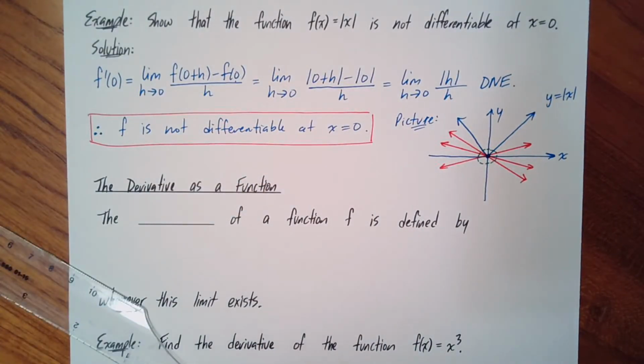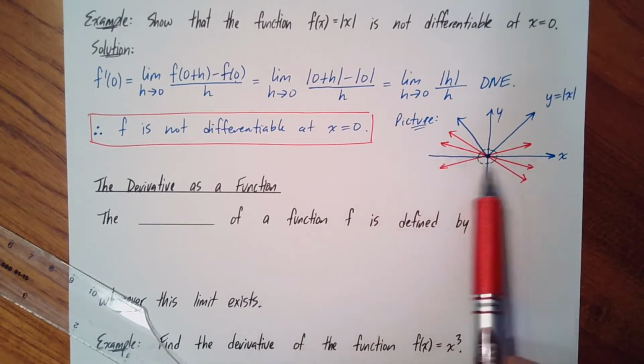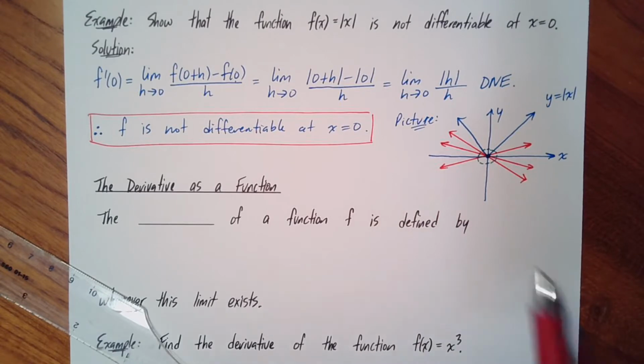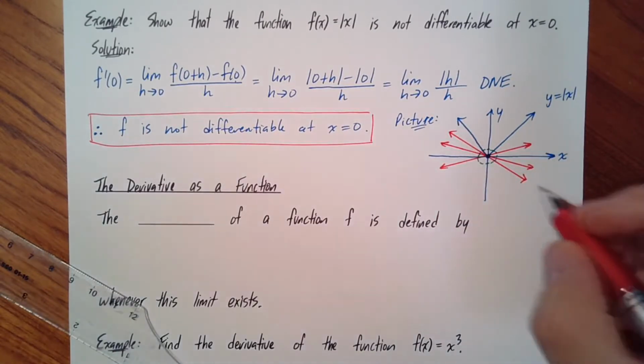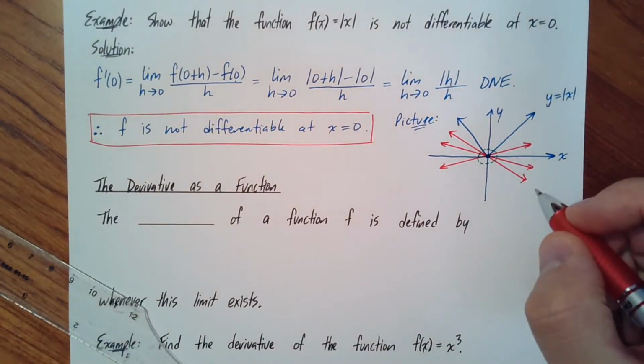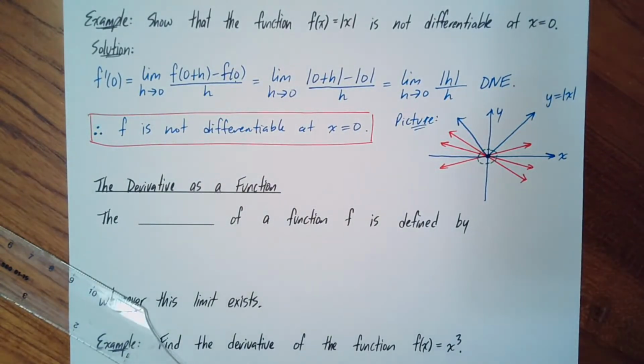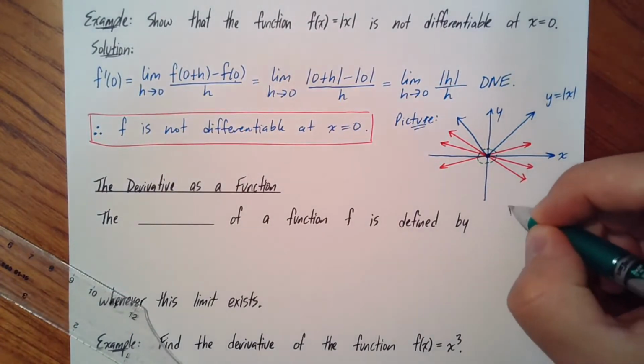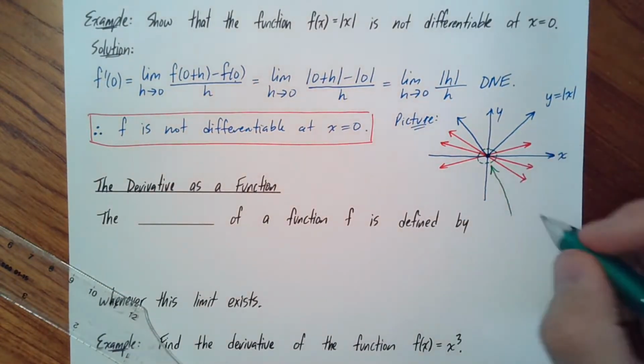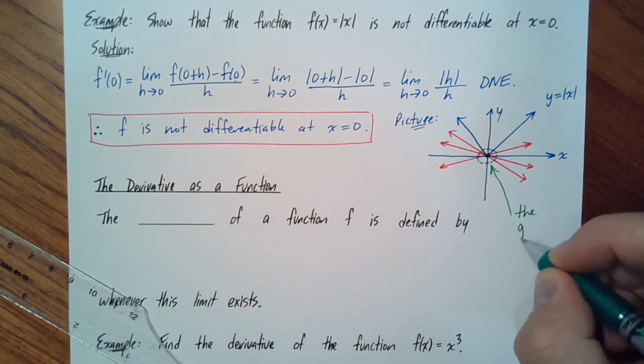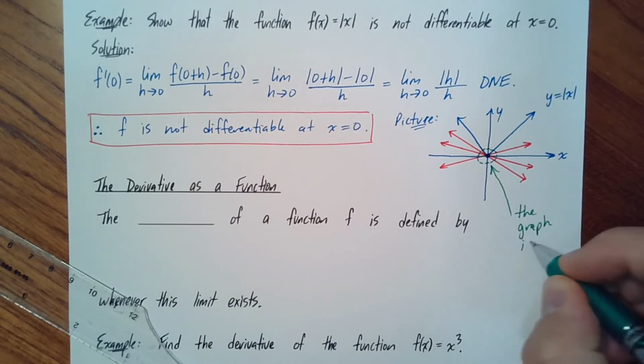So the problem is the tangent lines have to be unique for that limit to exist, right? And in this case, the tangent line is not unique. There are countless different lines I could draw that touch the graph of this absolute value function at a single point. So that's the reason. And so the problem is the graph is not smooth here.